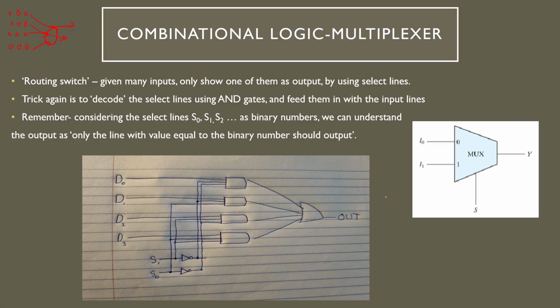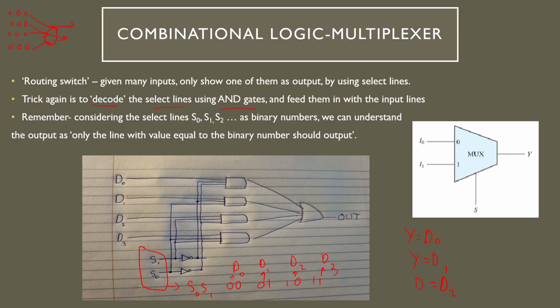So what I need is a way to get y equal to d0 when I flip a switch. I need a way to get y equal to d1 when I flip a switch. I need a way to get y equal to d2 when I flip a switch, and so on. And the way I flip the switch is using select lines. So the select lines act as a binary number, S0, S1. So it could be 0, 0, 0, 1, 1, 0, 1, 1. And whenever I have 0, 0, I want D0 to flow through it. When I have 0, 1, I want D1 to flow through it. 1, 0, I want D2, and 1, 1, I want D3, so on. So basically, I'm trying to decode the select lines using AND gates, similar to how I've done in a decoder, and then feed them in with input lines. So this is how it would look.